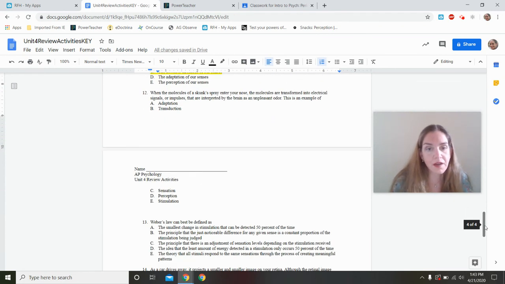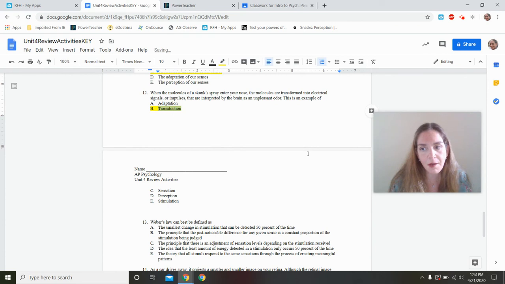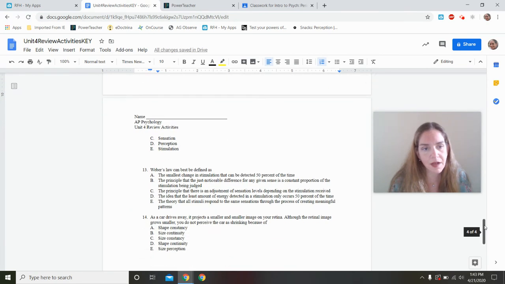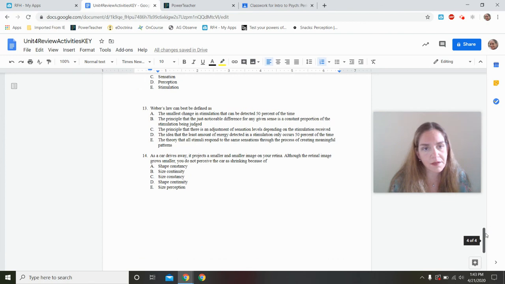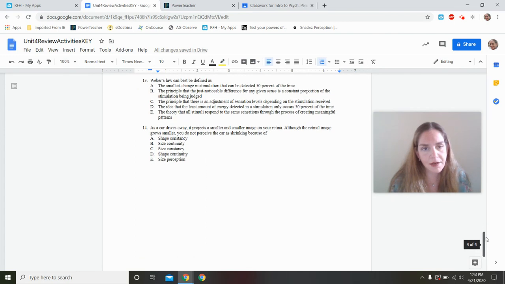When the molecules of a skunk spray enter your nose, the molecules are transformed into electrical signals or impulses that are interpreted by the brain as an unpleasant odor. This is an example of transduction. It's the magic. Getting sprayed by a skunk. Magical. My dog got sprayed by a skunk this year, and it took like 3 months for it to fully go away, even after bathing him in tomato sauce.